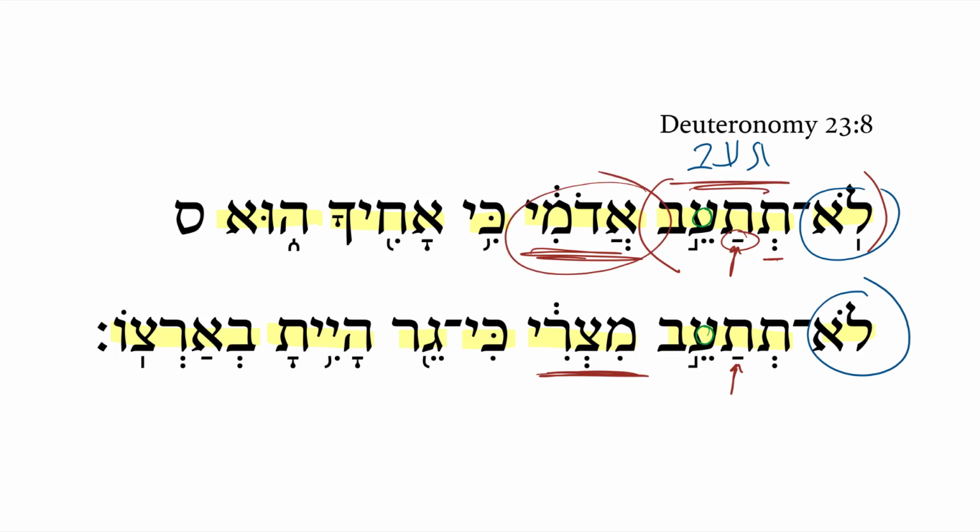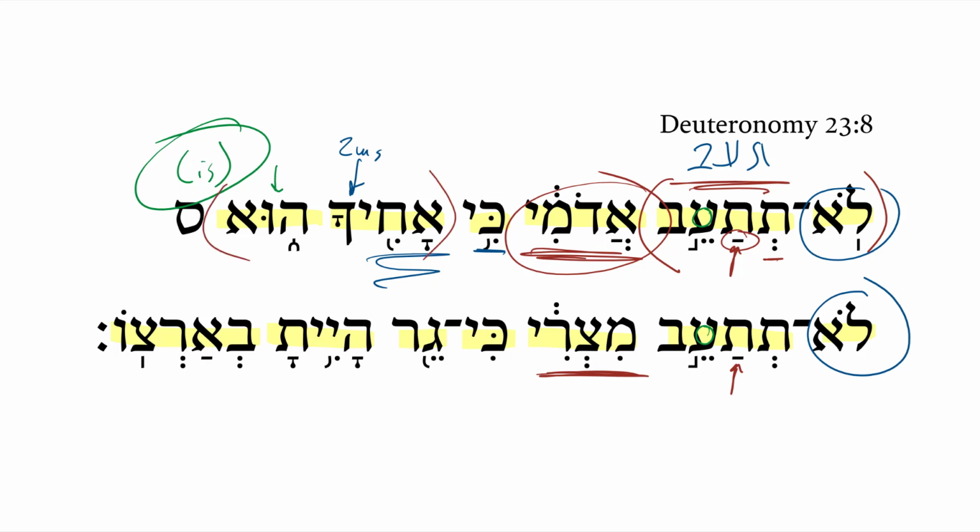You shall not abhor the Edomite, for your brother, 2MS pronominal suffix there, your brother, he, and then the verb needs to be supplied here. For your brother he is, or your brother is he, if you want to put it in there. We've got a verbless clause in that case. Next, we get again the verb, you shall not abhor the Egyptian.